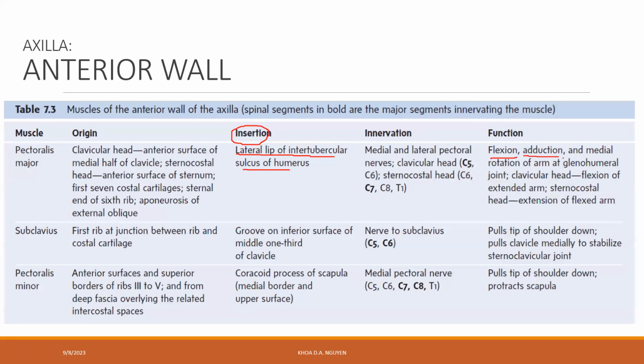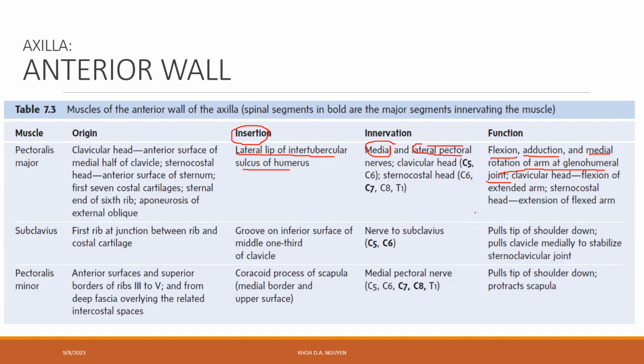Flexion, adduction, and medial rotation of the arm at the glenohumeral joint. See that? That's it, okay? So now, pectoralis major is a huge muscle once again, and therefore it is innervated by two major nerves, okay? It is going to be innervated by both the medial and the lateral pectoral nerves, okay?